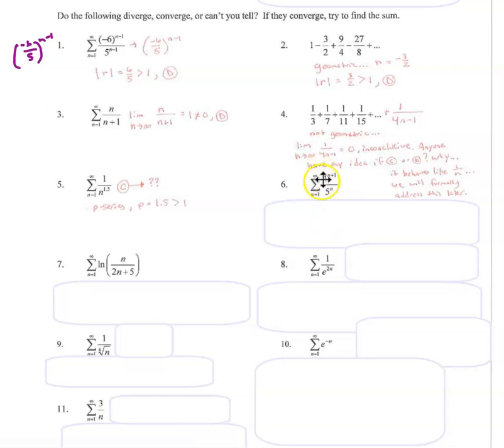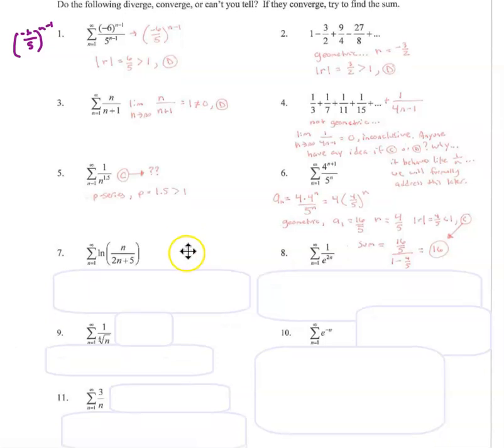Number 6, this is a geometric series which we can rewrite by factoring out a 4. So I have 4 times 4/5 to the n. And 4/5 is between -1 and 1, so this is a convergent geometric series. My first term, when I plug in 1, is 4 times 4/5, so that's 16/5. My R value is 4/5. I've already stated that this converges, and I can find the sum by taking the first term divided by 1 minus 4/5, and that simplifies out to 16.